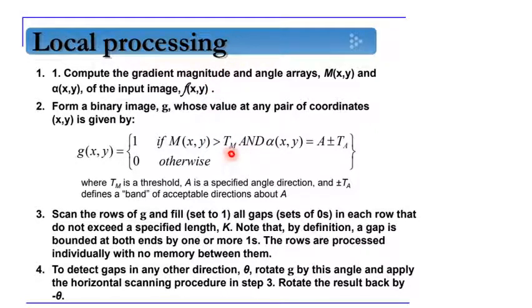As well as that, you have to follow the second condition, that is, the direction angle alpha xy will be equal to some specified angle direction A. Now this specified angle direction can be anything, let's say 90. So 90 represents what? A vertical image, right?